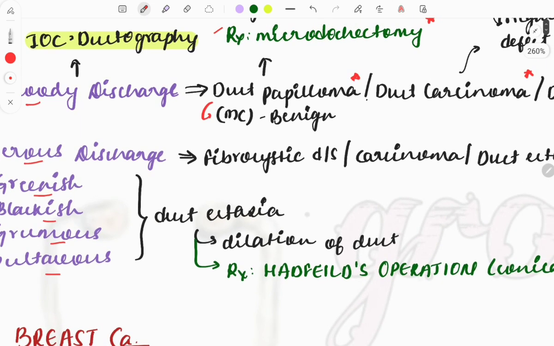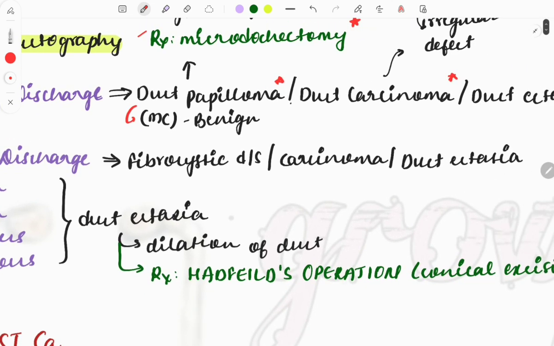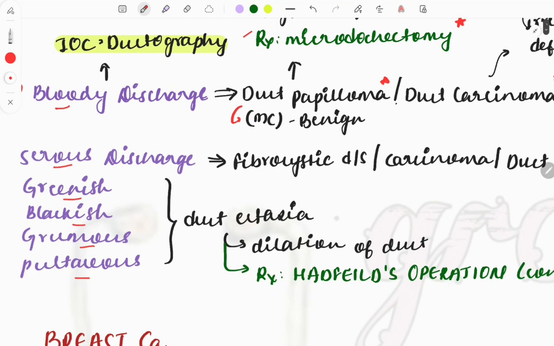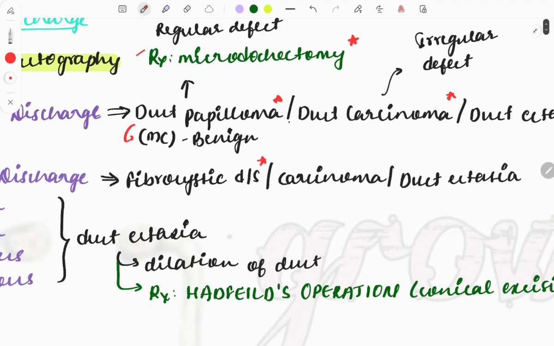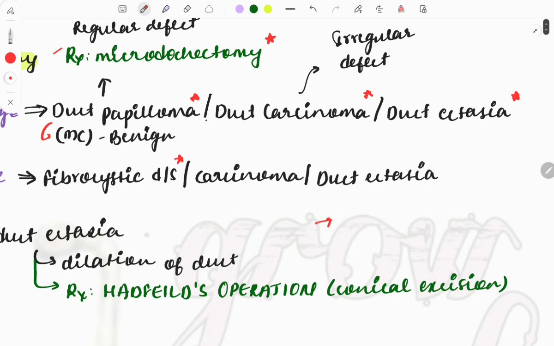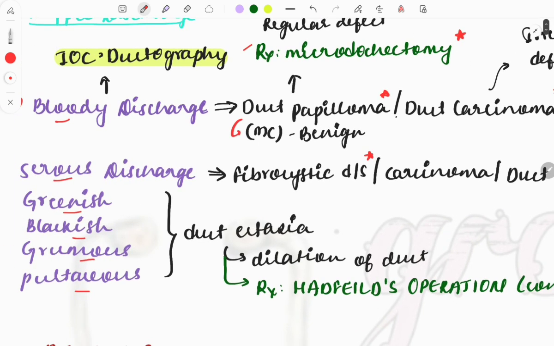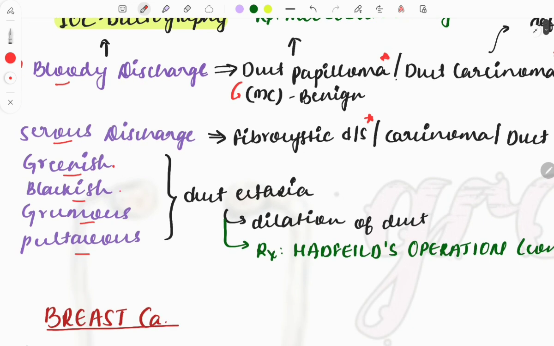Serous discharge is seen in fibrocystic disease, carcinoma, as well as duct ectasia. You need to remember this one mainly, because bloody discharge is seen in duct papilloma, and serous is seen in fibrocystic disease, while in carcinoma you can see both things. And in duct ectasia all kinds of discharges can be seen. So just remember one statement: in duct ectasia you can see all kinds of discharges. Remember this one: bloody discharge for duct papilloma and serous discharge for fibrocystic disease. Then greenish, blackish, grumous, pultaceous, all these are seen in duct ectasia.